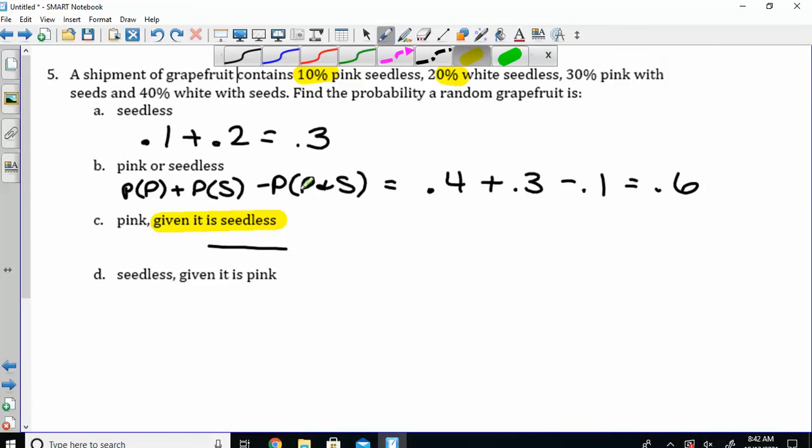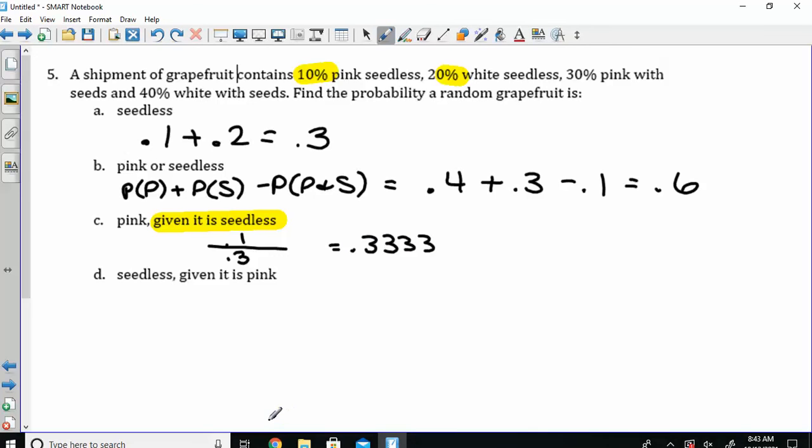So on C, given it is seedless, so my denominator is the seedless. That's all I'm looking at. So how many are seedless? 0.3. Now I'm still only looking at those 2 numbers. How many of them were pink? So that's 0.3 repeating.